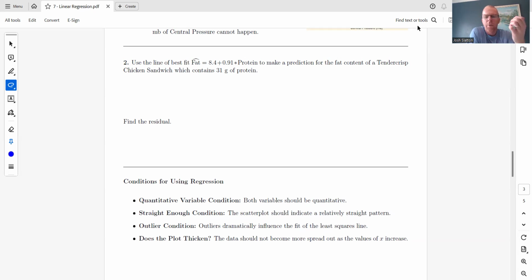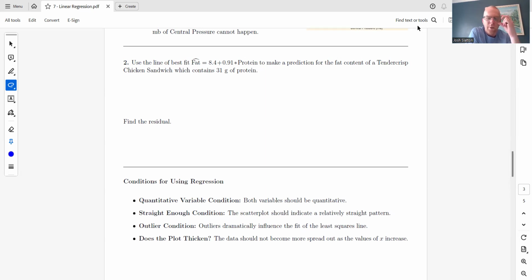And so, conditions for using regression. When can we use this? First of all, both variables need to be quantitative. This does not work with categorical variables. The straight enough condition: the scatter plot should have a straight pattern, at least more straight than curved. If there's a little bit of curve, maybe it can work, but it needs to be in a borderline situation where maybe it's straight, maybe it's curved, but it's not a good idea to have it get too curved. So hopefully the straighter the better.